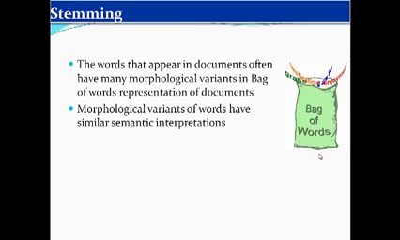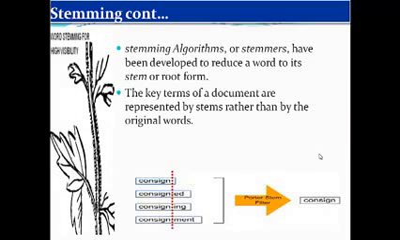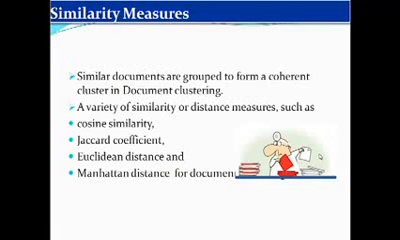Stemming. The words that appear in documents often have many morphological variants in bag of words representation of documents. Morphological variants of words have similar semantic interpretations. Stemming algorithms have been developed to reduce a word to its stem or root form. The key terms of a document are represented by stems rather than by the original words.